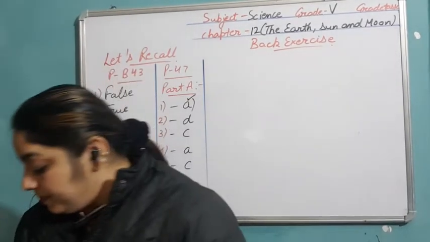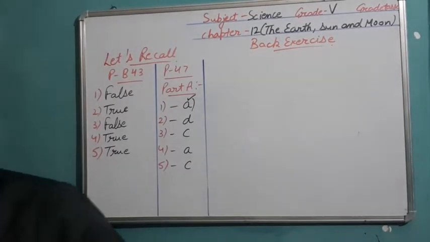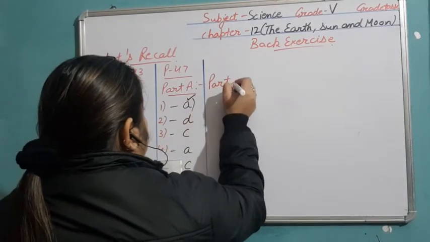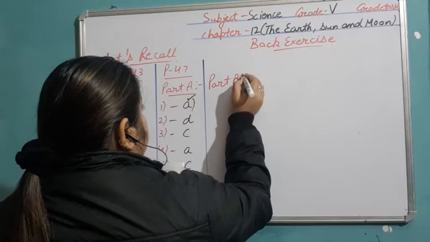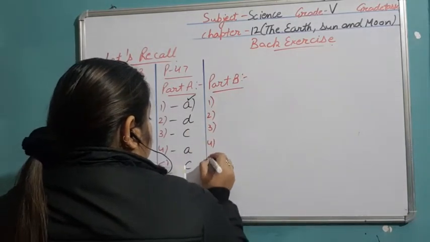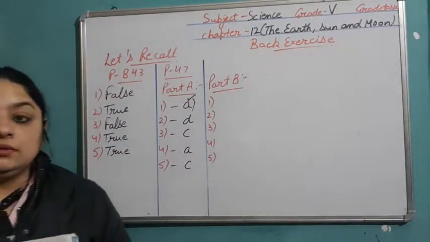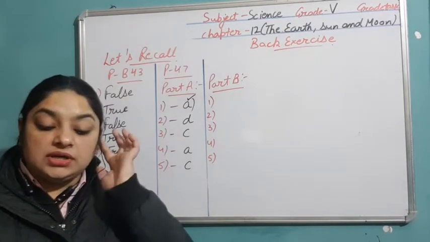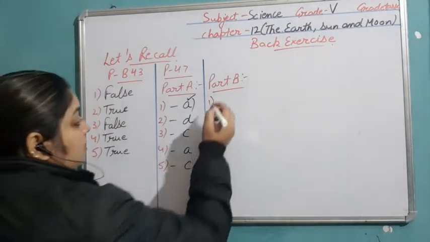Next is B. Fill in the blanks. Now help box is given. You have to see from the help box, read the statement and then answer the correct word. Make sure that you do your back exercise work using pencils only. The dash contains molten iron and nickel. Which contains molten iron and nickel? Outer core.